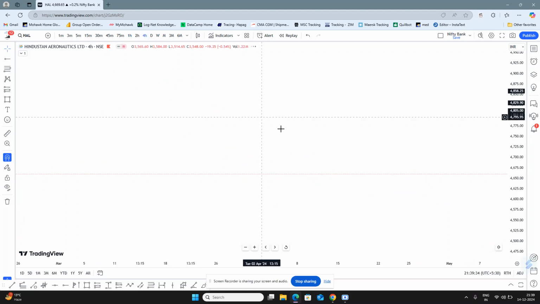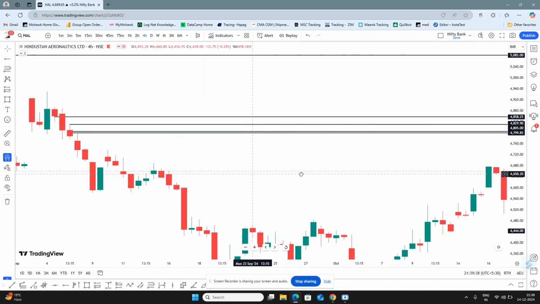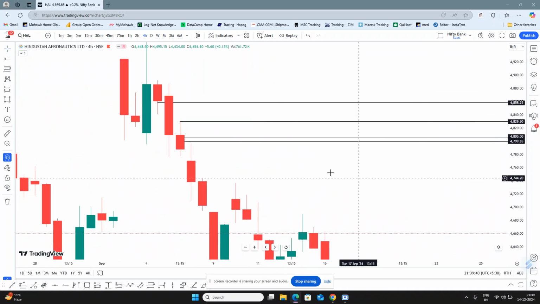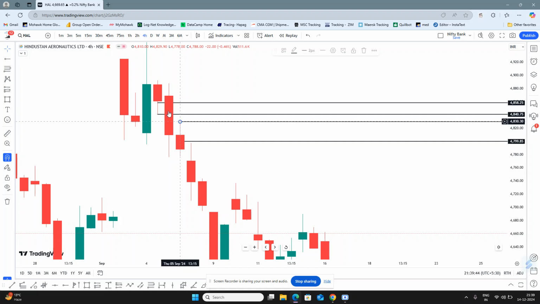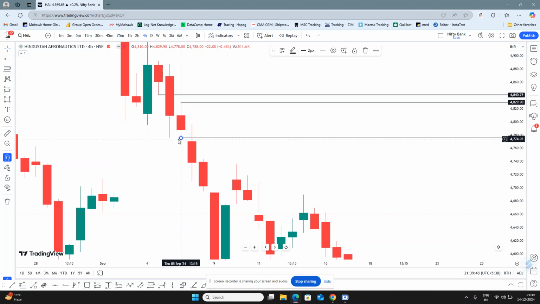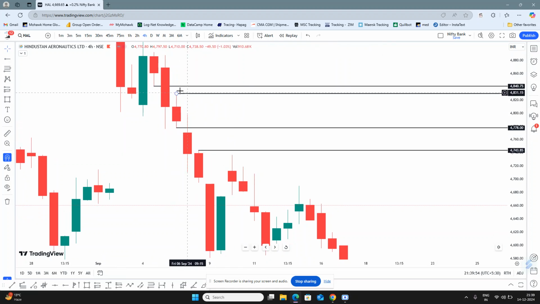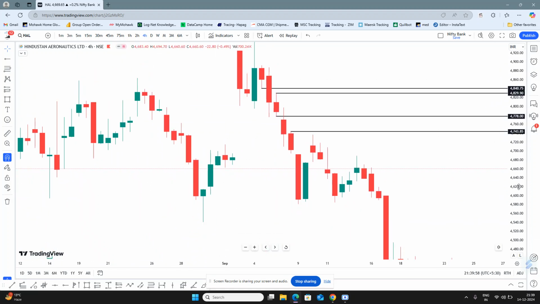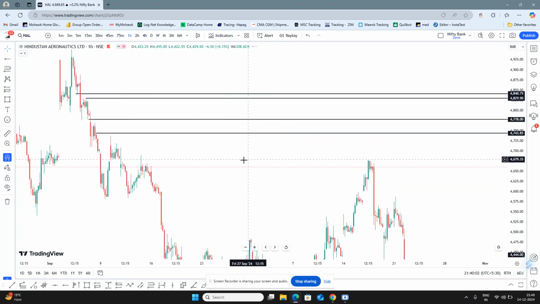And in 4 hours we have marked already this point, this point. Let's remove it. And we had this point to this point as well, right? So these are the points where I will try to start my trade, right? Let's keep it to 1 hour only, right?